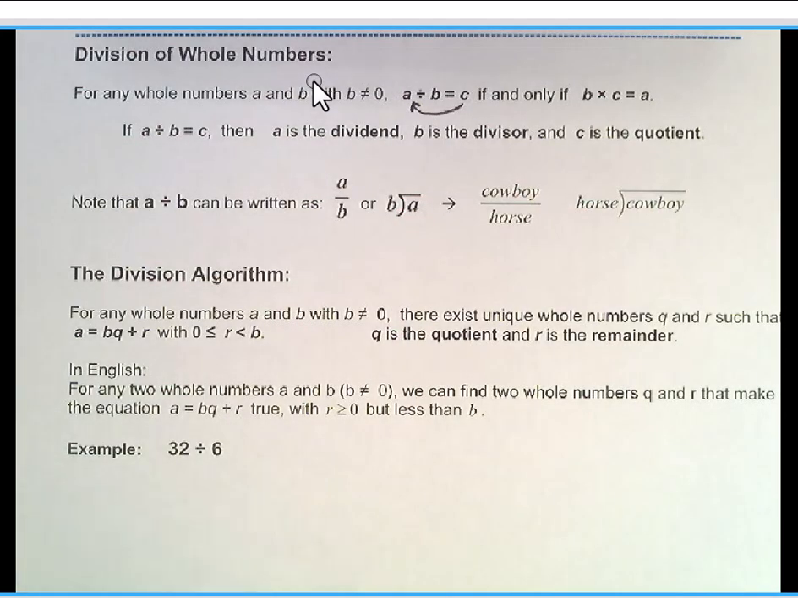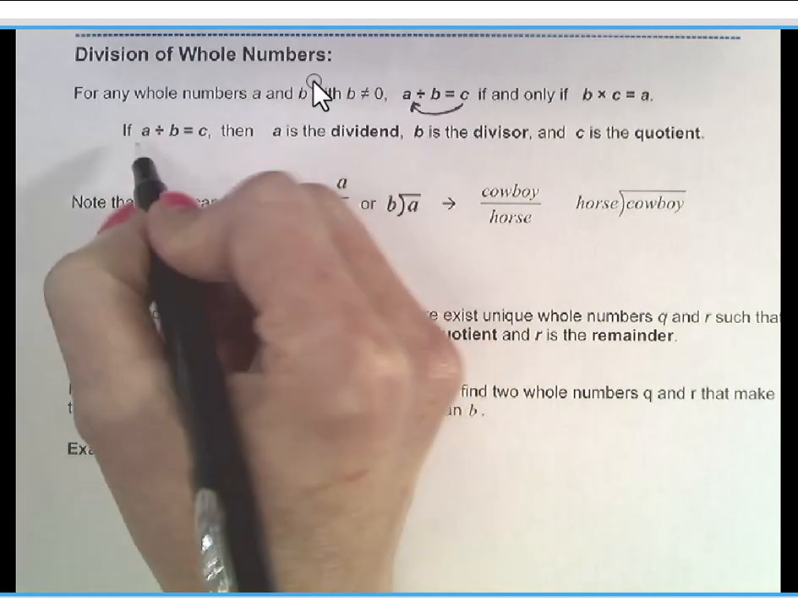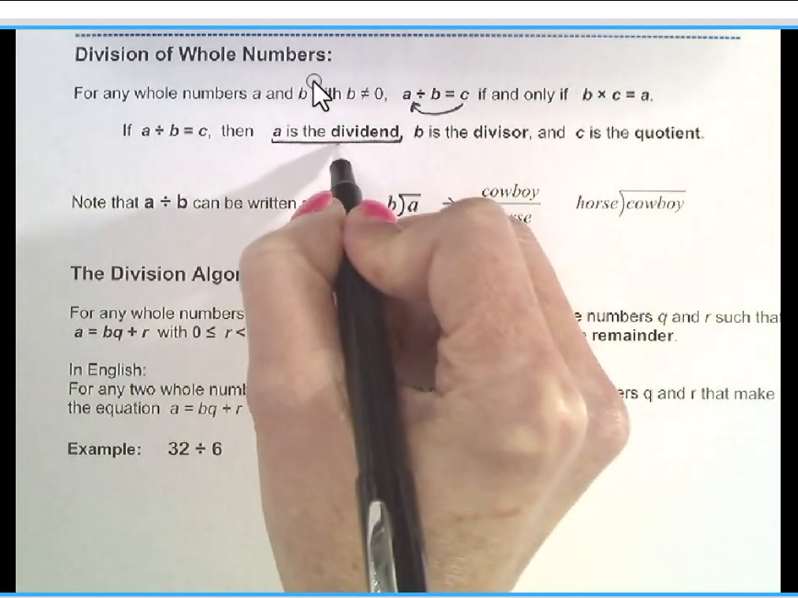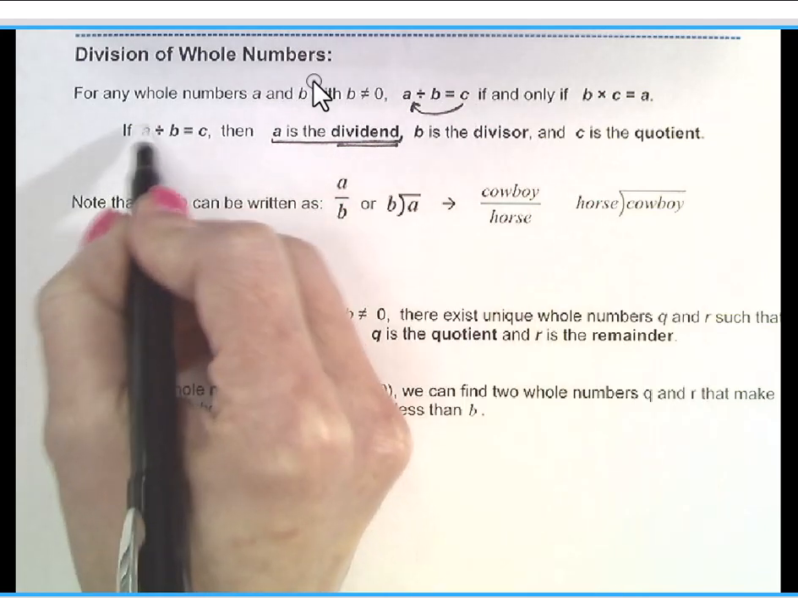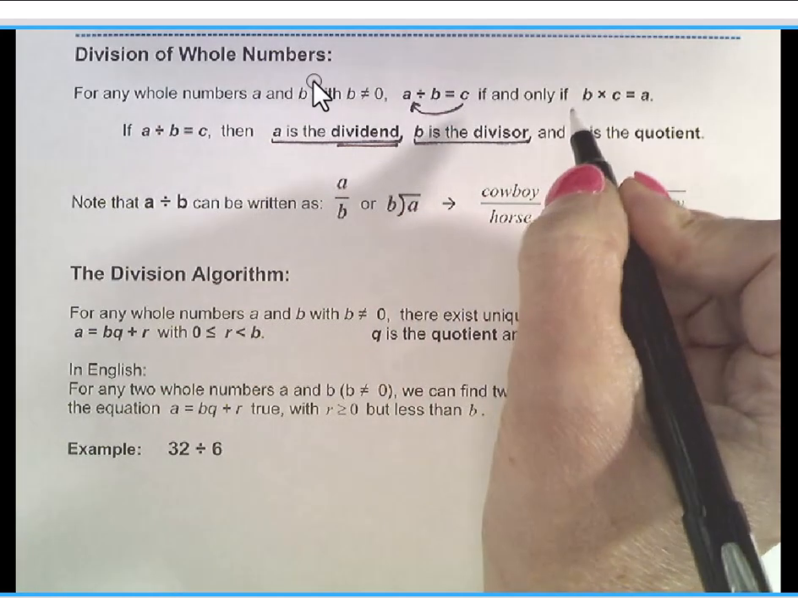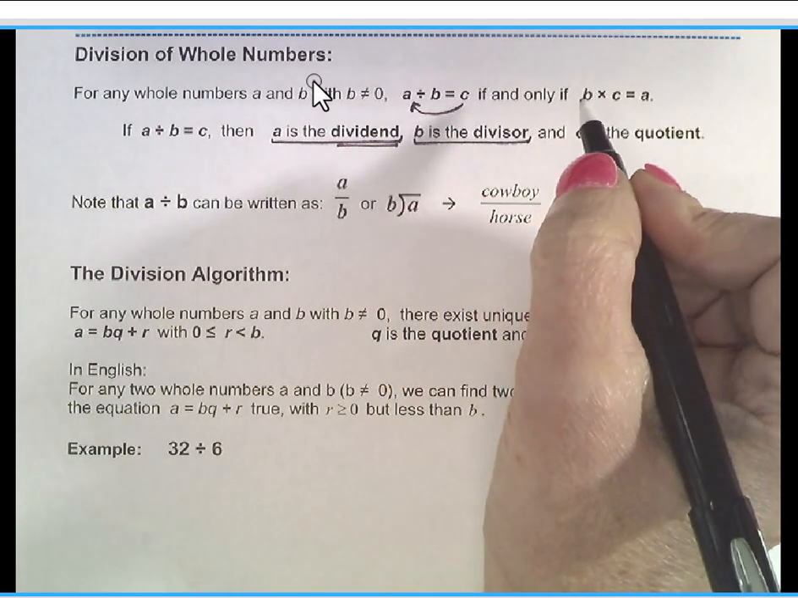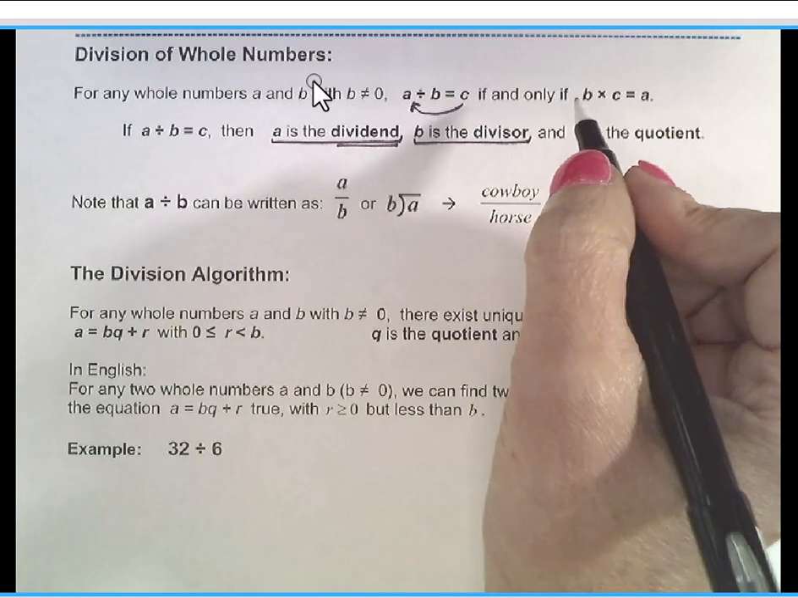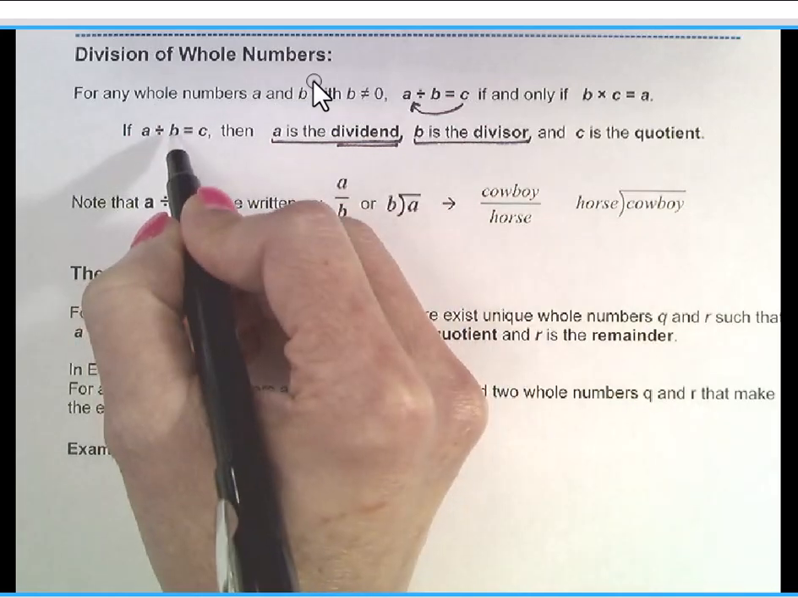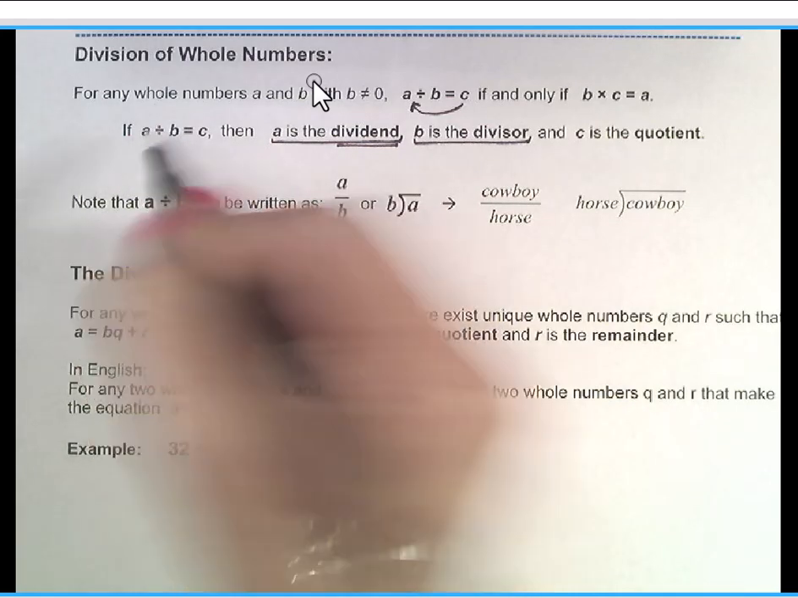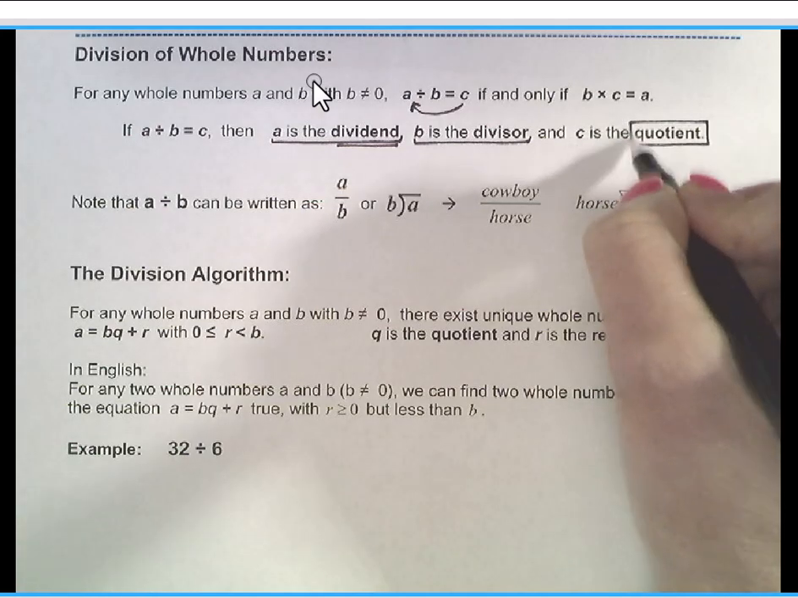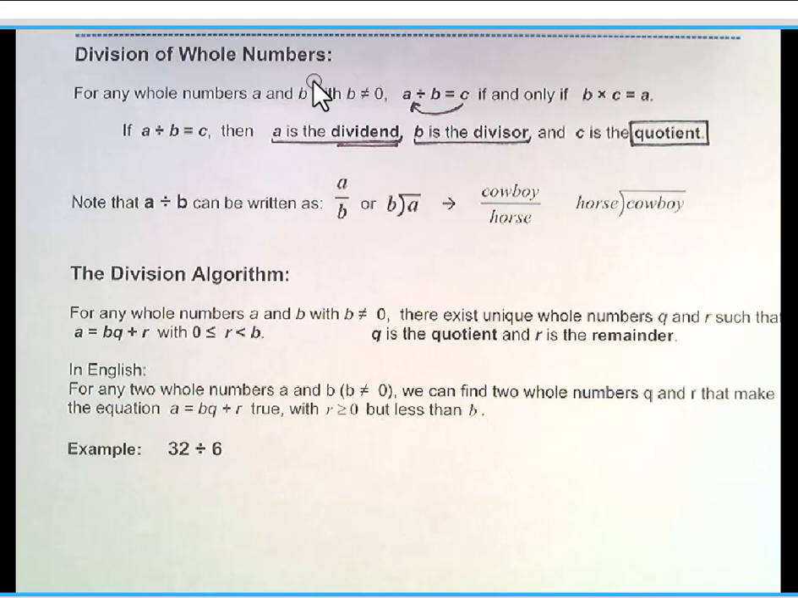The vocabulary you need to know: a, the thing that is getting divided up, is called the dividend. You do need to know that word, dividend. That's the thing that's being divided up. The number doing the actual dividing, just like a supervisor does the supervising, the divisor is the thing that is literally doing the dividing. So b, the thing that's being divided into the dividend, is your divisor. And the answer you get is called the quotient, and you definitely need to know that when you divide two numbers, you get a quotient.